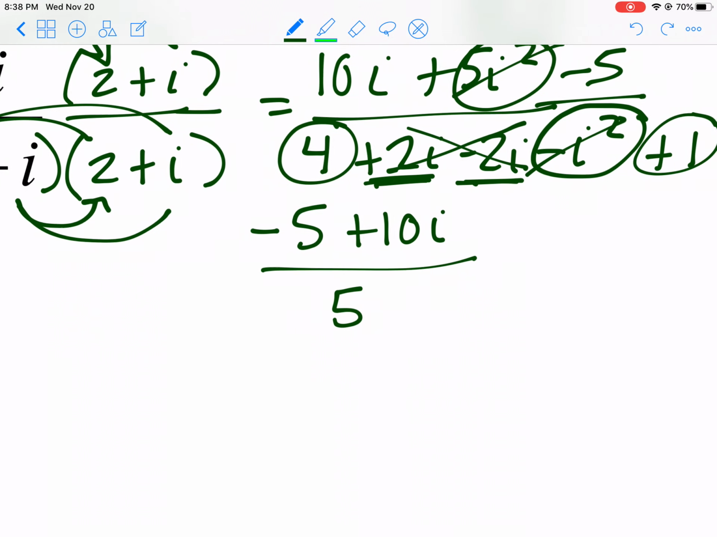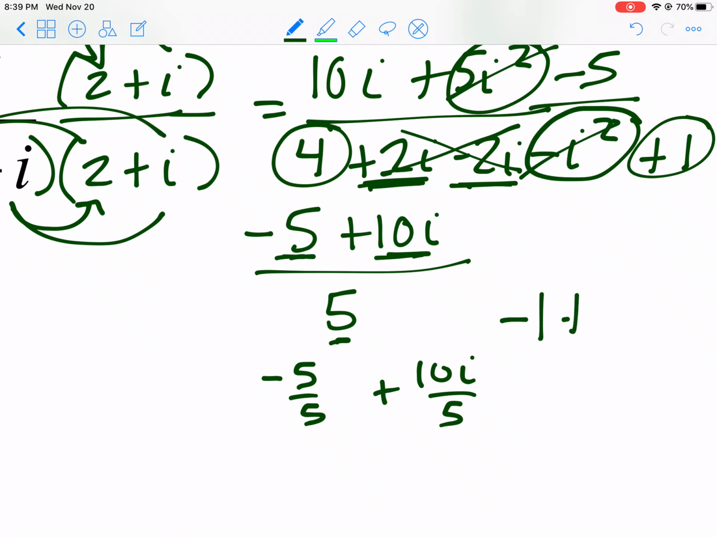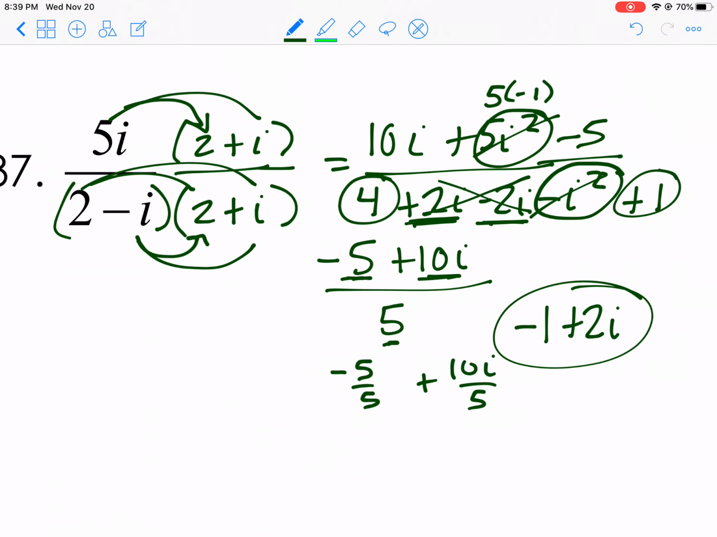All right, one last thing to consider here is the fact that both -5 and 10i are divisible by 5, so we can go ahead and simplify that. We can take -5 divided by 5, and then positive 10i divided by 5. So we should end up with -1 plus 2i. Is that the answer you got?